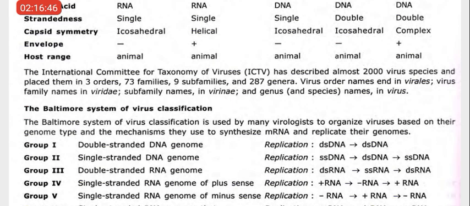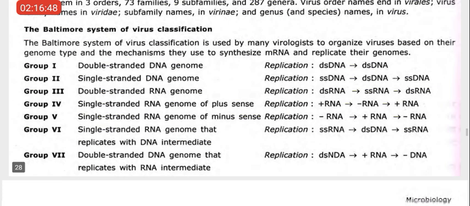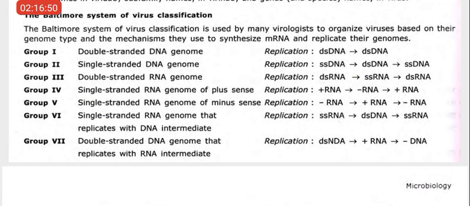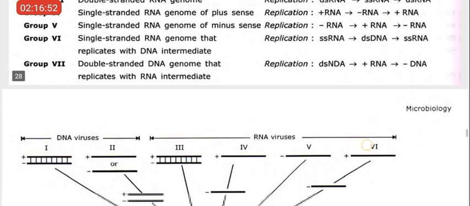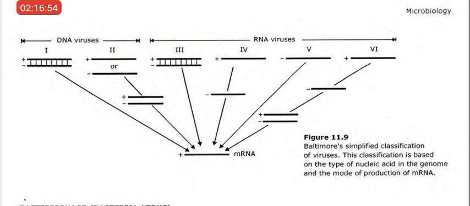The Baltimore system of virus classification is given: double-stranded DNA genome, single-stranded DNA genome, double-stranded RNA genome, groups 1 to 7. Baltimore's simplified classification of viruses. This classification is based on the type of nucleic acid in the genome and the mode of production of mRNA.